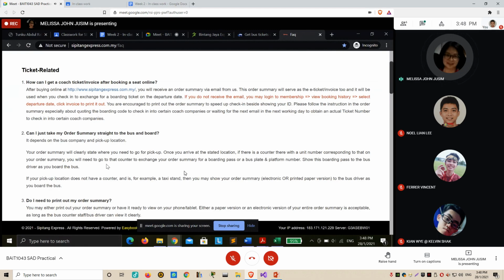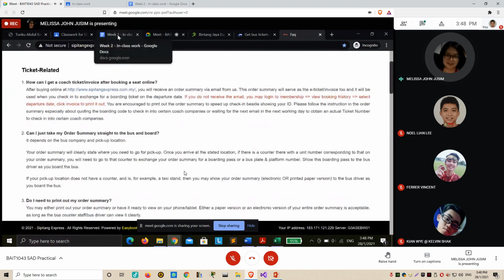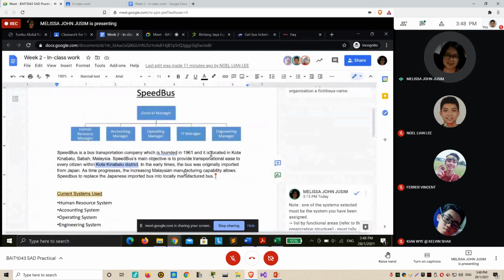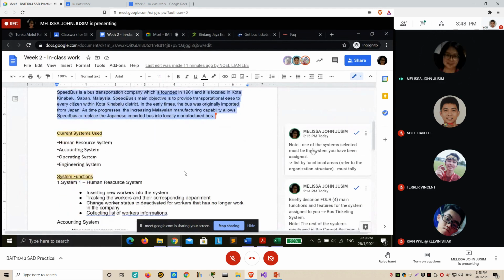Make it easier, and then we try to see whether it can fit our SAD assignment. Just to get you started. Next week when you present, hopefully you can improve on this part and make sure it tallies. And then here, for the current systems in use, I already mentioned that one of the systems must be the system that you have been assigned, but I don't see any bus ticketing system here.